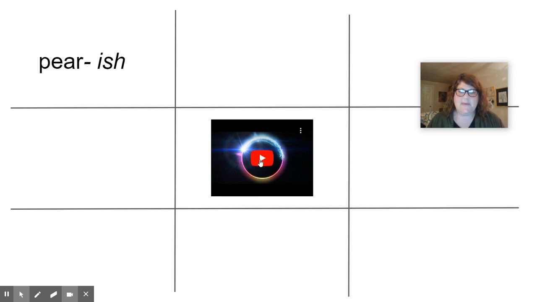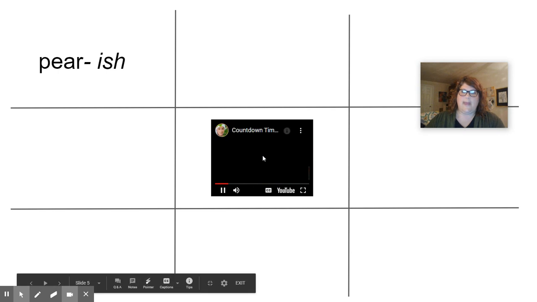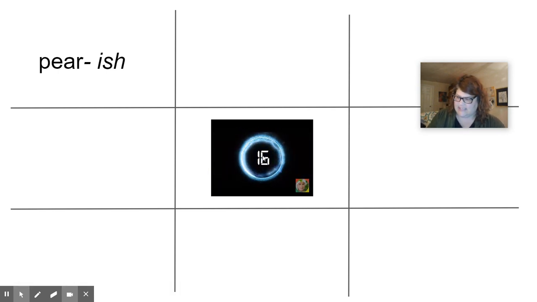So, do you see this timer in the middle? You will hit that timer, and that's how long you have to draw pear-ish. Now, you're probably also noticing there's some extra squares in what looks like a tic-tac-toe box. There's other things for you to draw. So I'll do a quick demo, pear-ish. The timer has started. This is so intense.